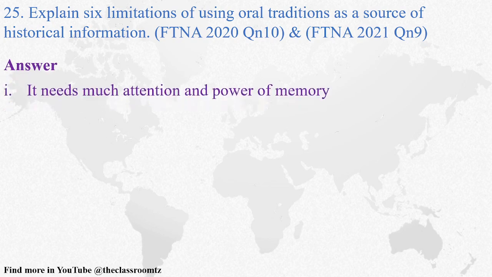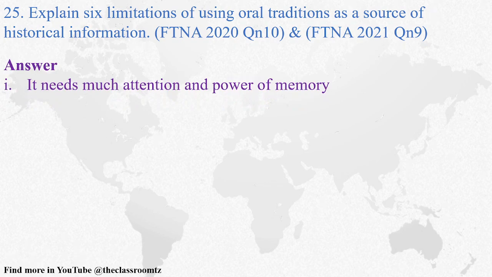Number 1, firstly, it needs much attention and the power of memory. My friend, if you have a short memory or small memory like beans or cereal, you cannot enjoy this oral tradition. Make sure you have an active and powerful memory for storing this information in order to tell the coming generation. So those with short memory like grasshoppers cannot enjoy oral tradition.